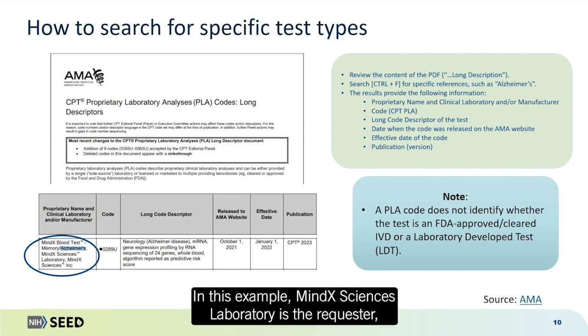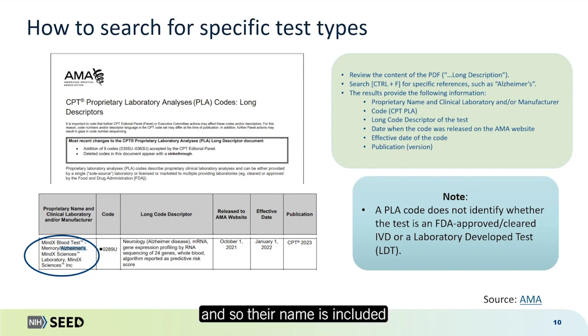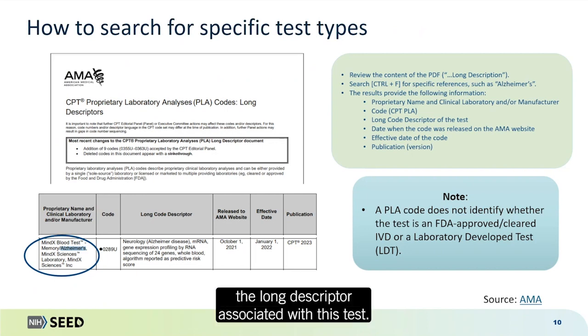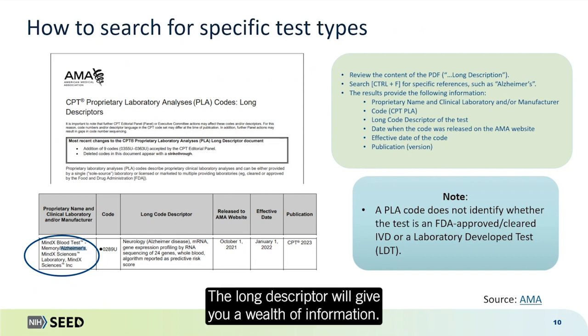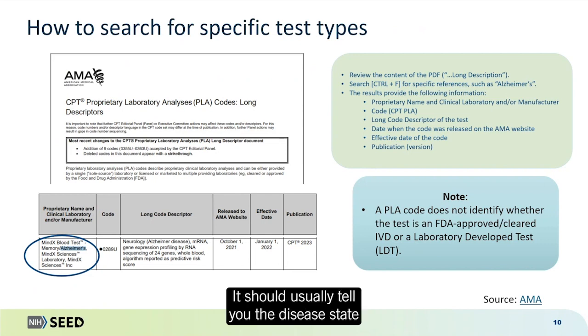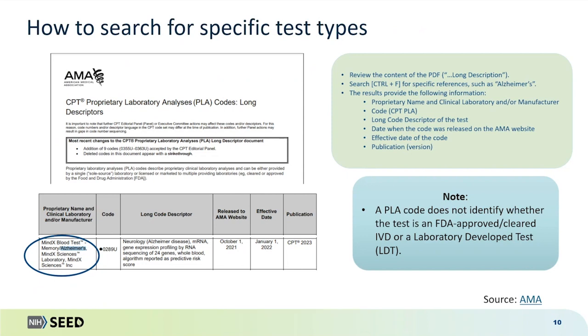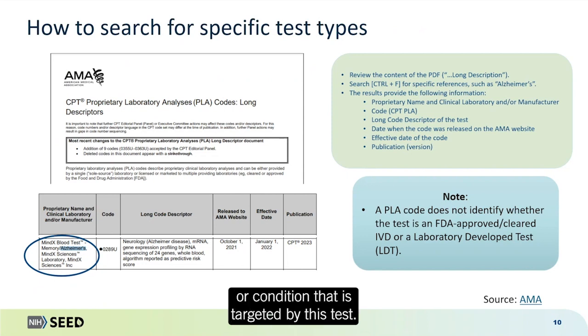In this example, MindX Sciences Laboratory is the requester, and so their name is included in the table that we are reviewing. Next, you will find the code, the PLA code for the individual test. And finally, and most importantly, the long descriptor associated with this test. The long descriptor will give you a wealth of information.